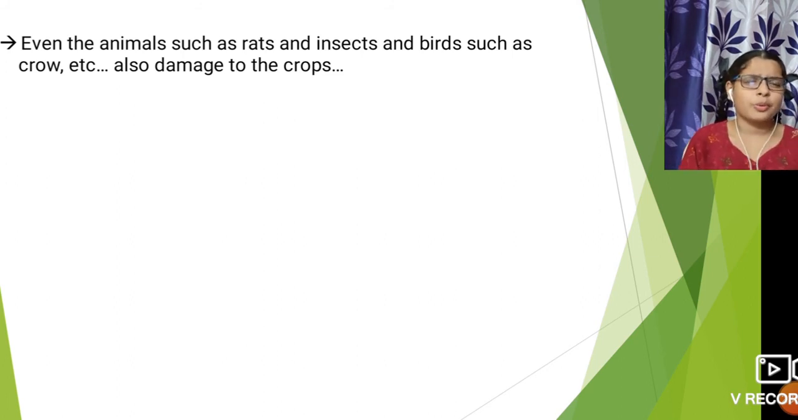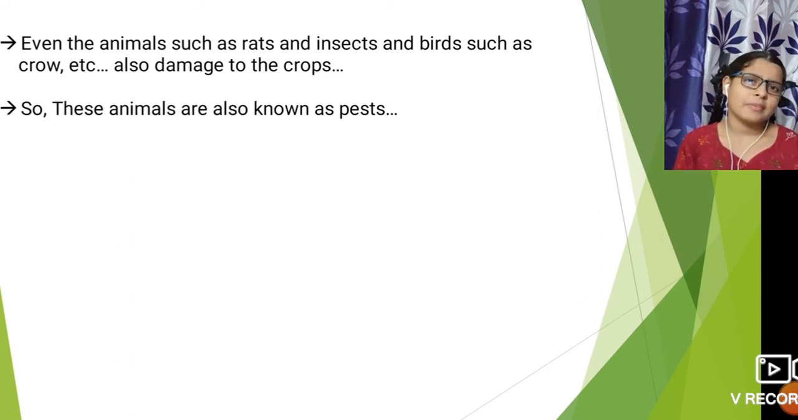So how do we kill these animals? These animals are also known as pests. Pests are the animals which damage the crops grown by the farmers.